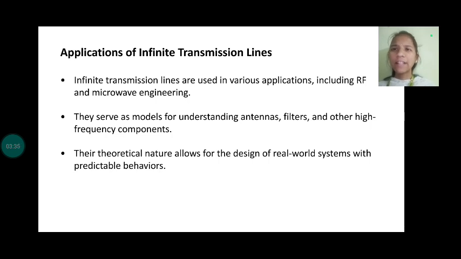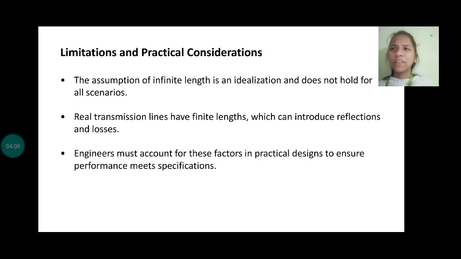Applications of infinite transmission line. Infinite transmission lines are used in various applications including RF and microwave engineering. These are the frequencies: radio frequencies and microwave frequencies. They serve as models for understanding antennas, filters, and other high frequency components. Their theoretical nature allows for designing of real world systems with predictable behaviors.